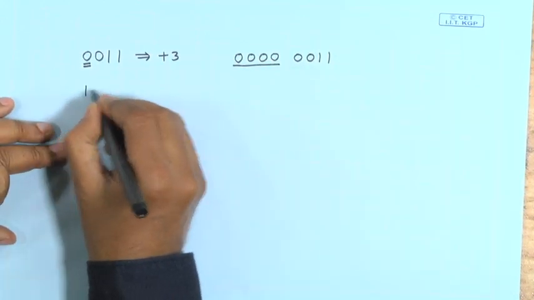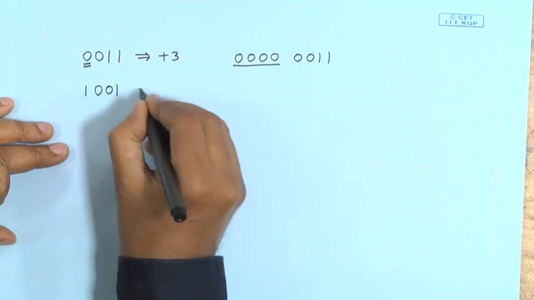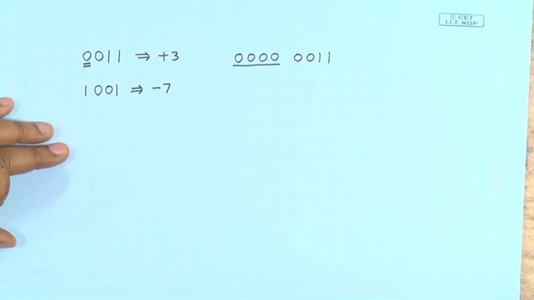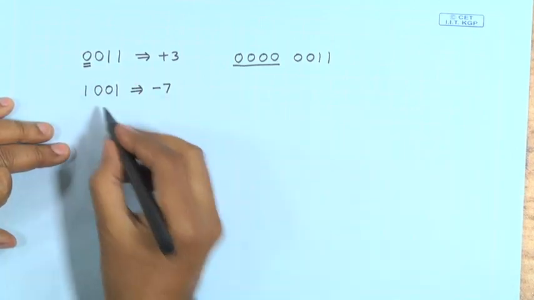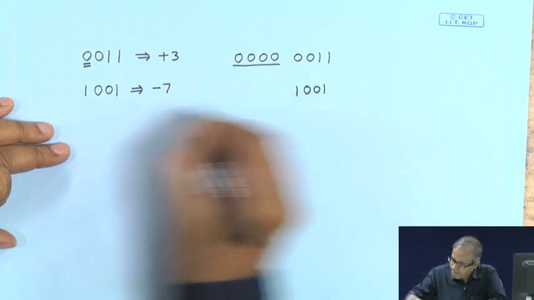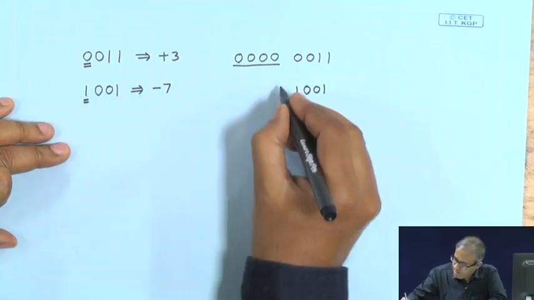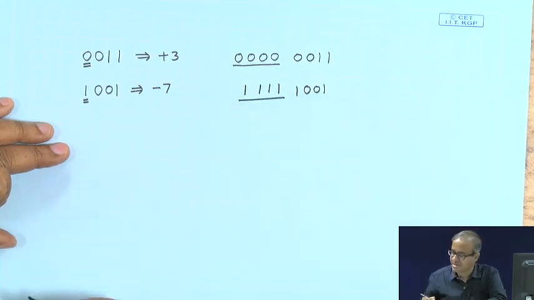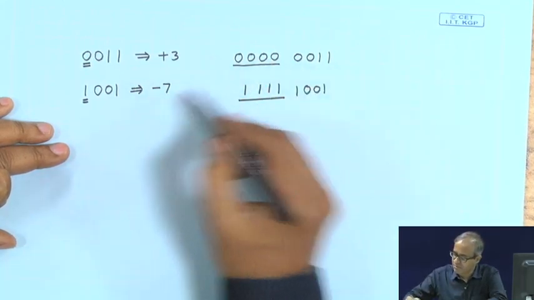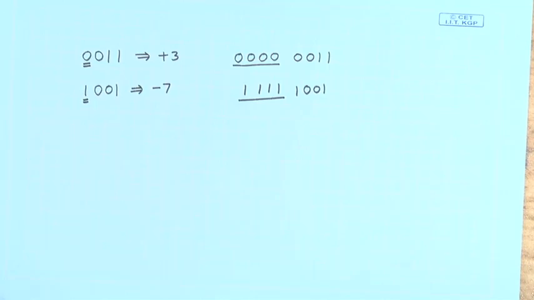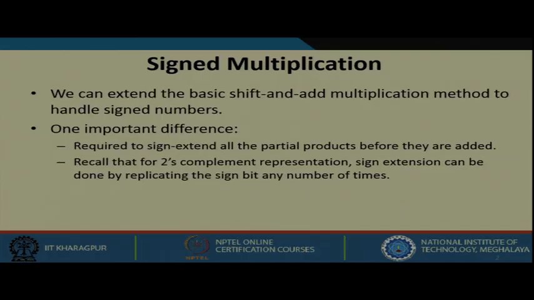Let's take another example, 1001. This represents minus 7 in 2's complement. If you again want to represent it in 8 bits, similarly, you look at the sign, it is 1, and you replicate the sign bit here. This is called sign extension. So, the value of the number remains the same in this process, right? This is actually what you have to do.